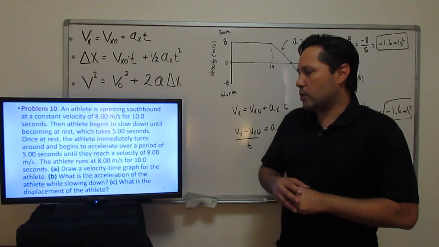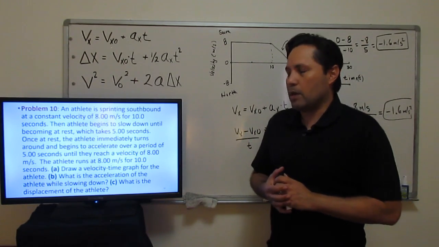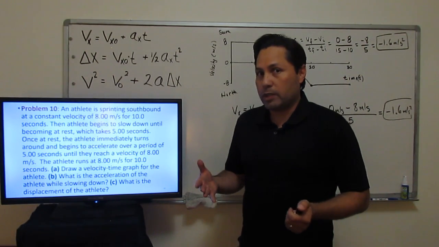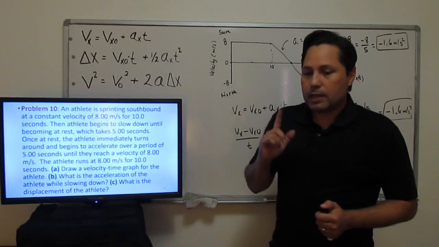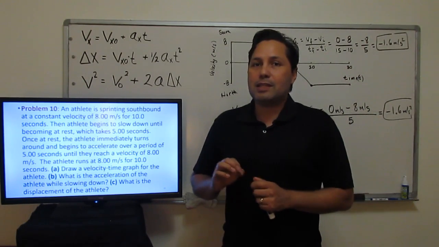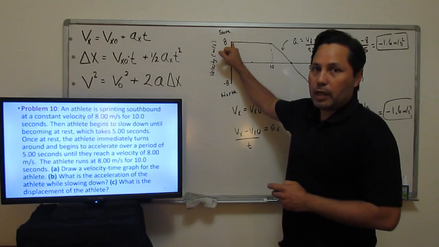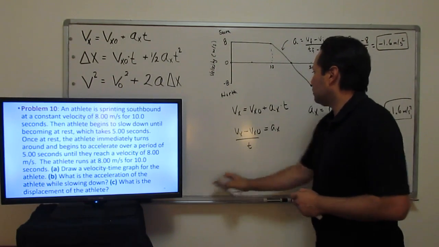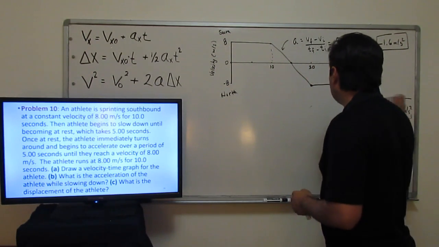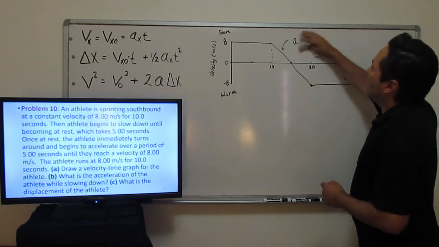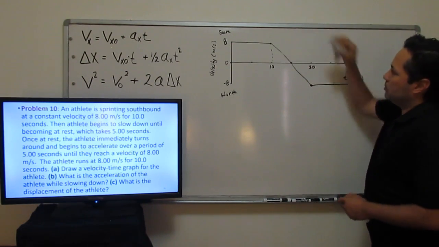In part C they ask you, what is the displacement of the athlete? So how far did they travel? Now remember that displacement is the distance from the origin. So they began here, and how far did they travel? Okay, the answer for this one, if you look at the graph, the answer is 0.